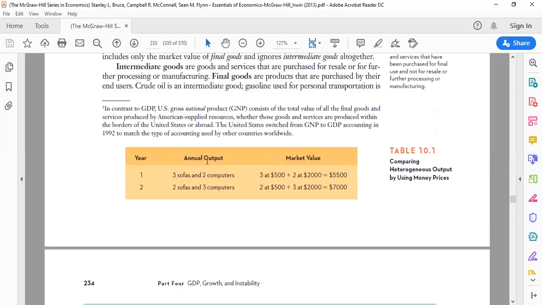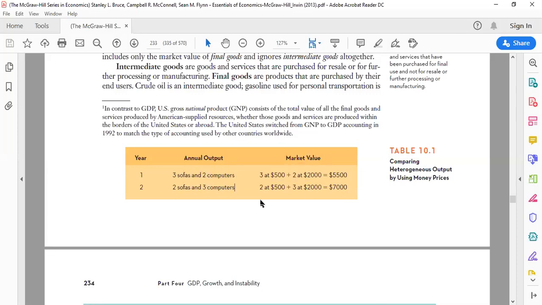that the annual output in year 1 is 3 sofas and 2 computers. 3 sofas are costing 500, or the value of 3 sofas is 500, and 2 computers 2000. So the market value of this output is 5500. Whereas of this output, it becomes this much, that is 7000. So we can easily differentiate what is the actual GDP of this output and of this output.